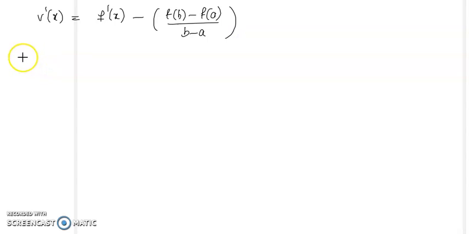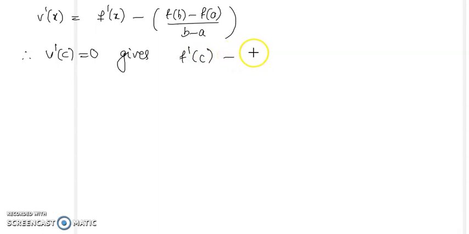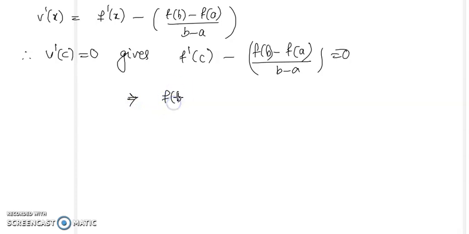So therefore v dash of c equal to 0 gives f dash of c minus fb minus fa by b minus a equal to 0. So that implies fb minus fa by b minus a is equal to f dash of c. So hence the mean value theorem holds. So there will be at least one.